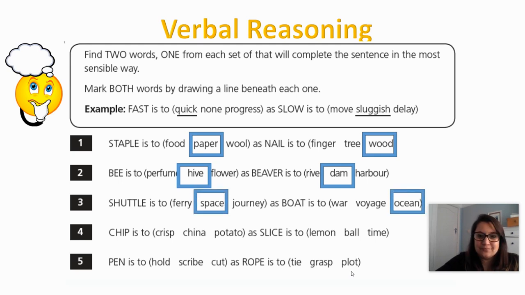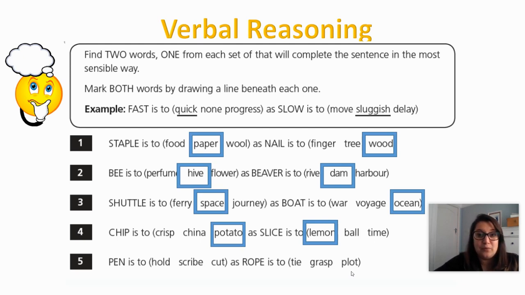Next one. Shuttle is to space, as boat is to ocean, things that they're in. The shuttle can be found in space, and the boat can be found in an ocean. Number 4. Chip is to potato, as slice is to lemon. This is what we call these things once we have cut them up. So when we cut a potato up, it's a chip. And when we cut a lemon up, we get a slice.